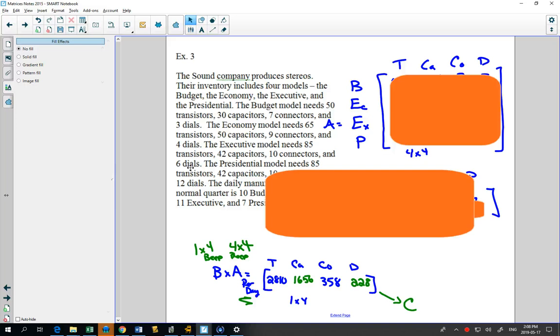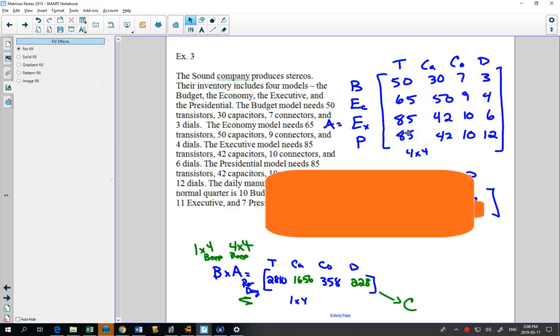So first, you could set up this 4x4 matrix given the data that we have. And it wouldn't matter if you had the beep on the left or if you had the beep across the top. But it will make a difference for how you set up your second matrix.